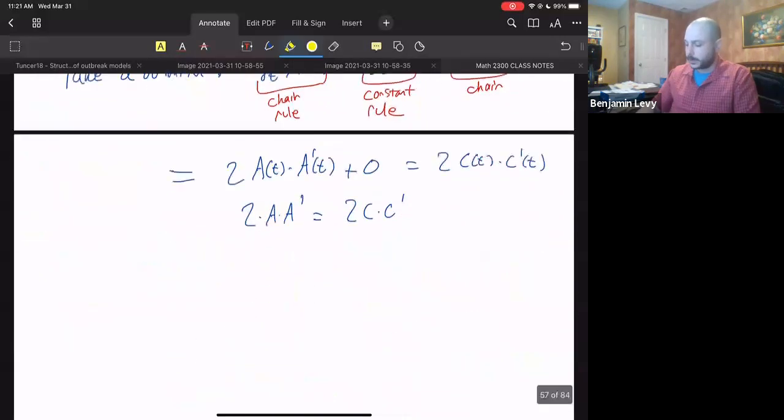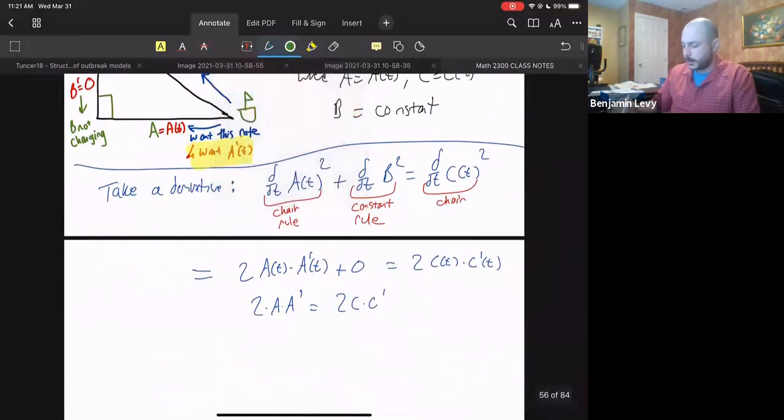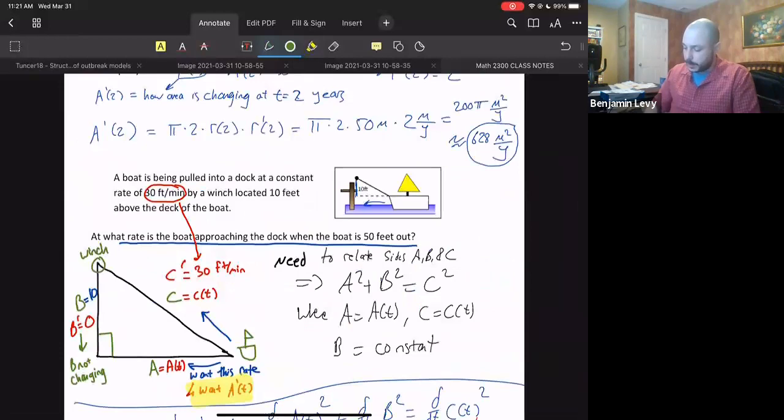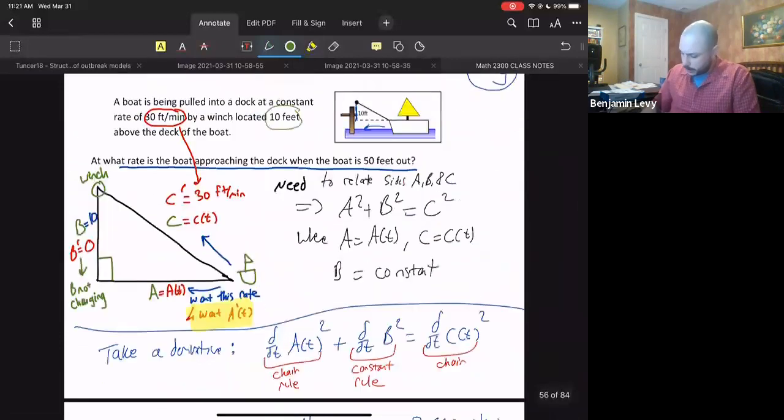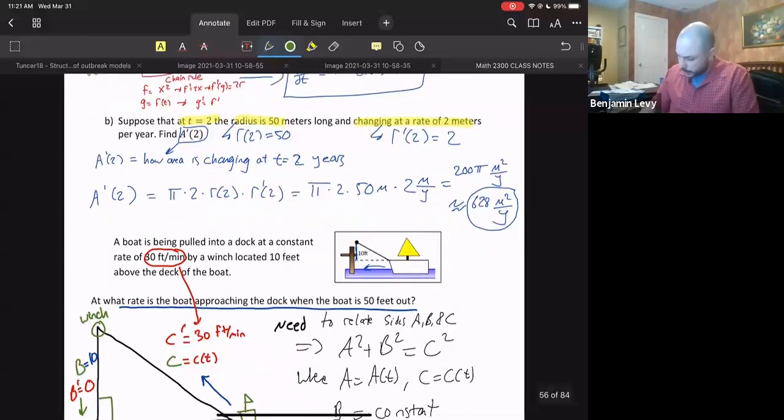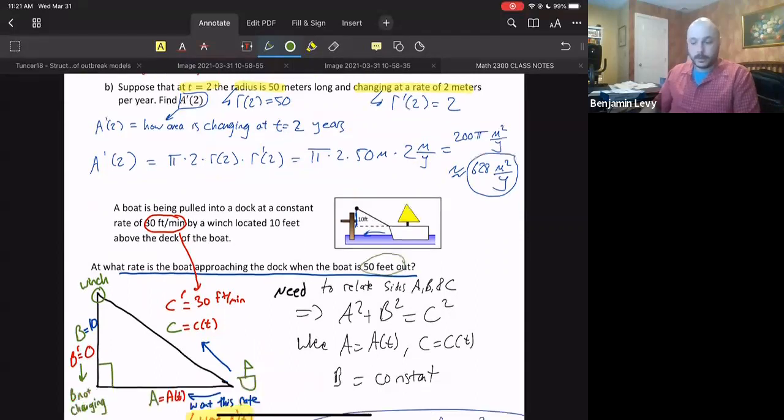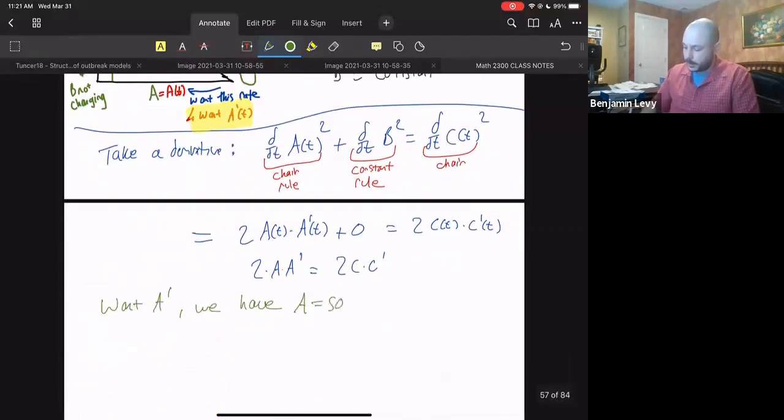That's exactly where I'm heading, though, actually, right? So let me just review where we're at. I don't know if that helped. Let me know if that didn't help. But we want to find A prime. Right? That was the goal. And we were given the distance of A. We're being told that A is 50. And so we want A prime. We're being told A. We know C prime. Right, that's what we just pointed out. So we have almost everything we need. We need to find C.